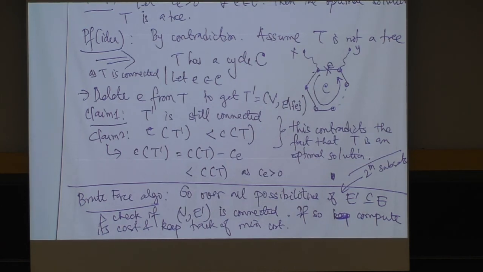So talk to your friends for a minute. Try to think of some greedy algorithms that you can use to solve this problem. And for simplicity, you can assume all the edge costs are strictly positive. So what that means is you know that you're looking for a spanning tree.